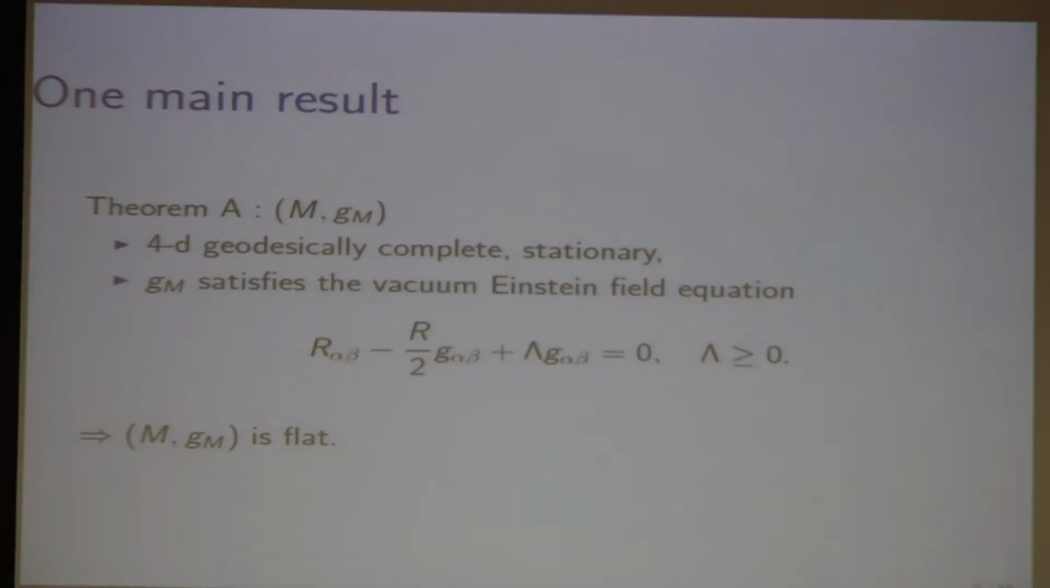So M is a 4D geodesic complete stationary space-time. The Lorentzian metric satisfies the vacuum Einstein field equation. So here I assume the space-time is complete and stationary. And the Einstein equation is vacuum, so there is no T here. But I require the cosmological constant to be non-negative. Then this implies the space-time is flat. It's actually flat. So it is a quotient of Minkowski space-time.